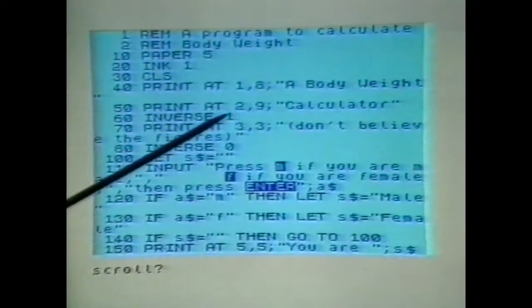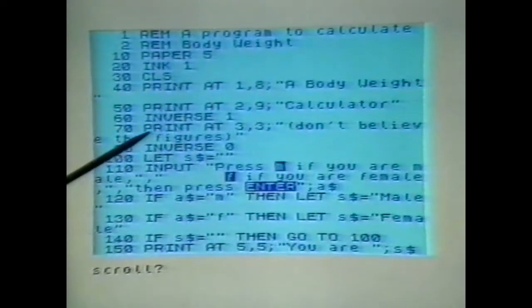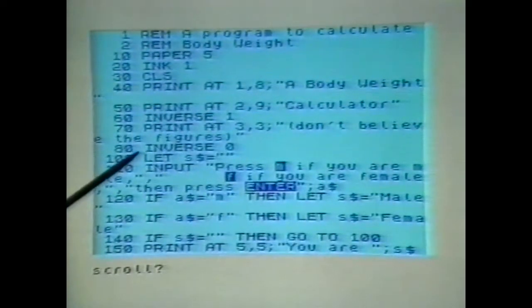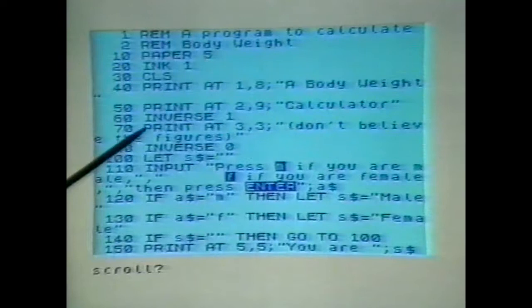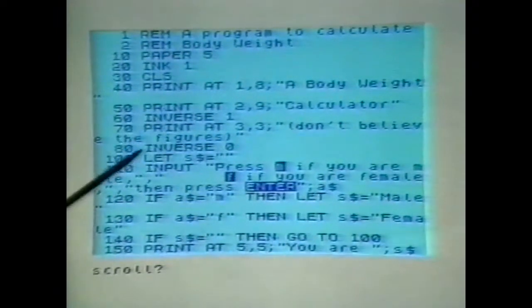Now, after I've written that statement, any print statements that occur will be printed in inverse printing. So instead of ink color printed onto paper color, it'll be the other way around. Paper color printed onto ink color. Line 80 changes it back again. So we've only got 1 print statement being used to show us inverse printing.